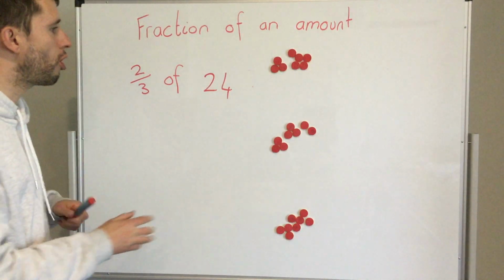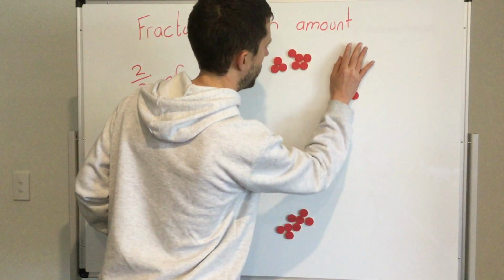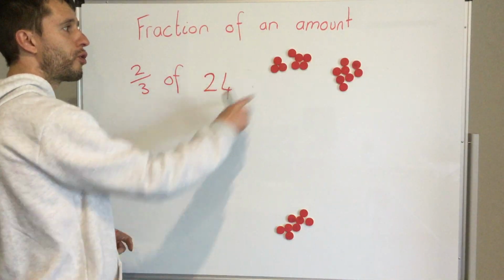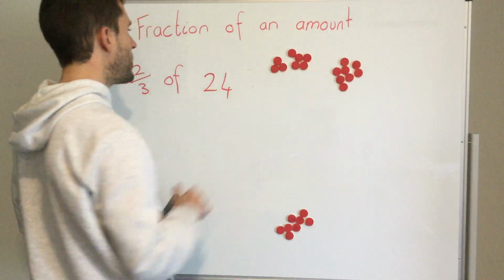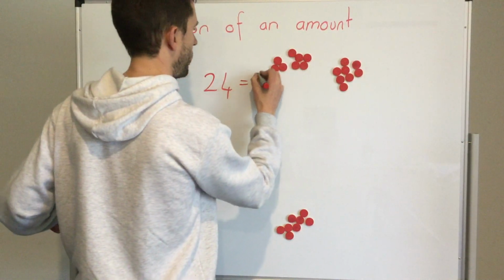Now, a top number 2 means how many of those groups am I counting? I'm counting 2 of the groups. So 2 of the groups is 8 plus 8 equals 16.